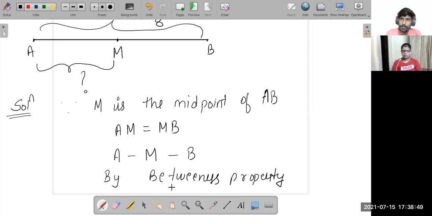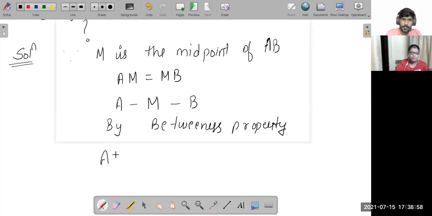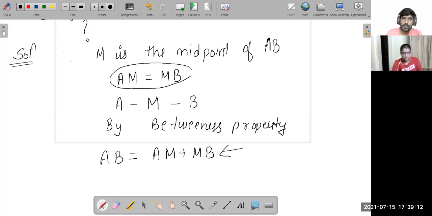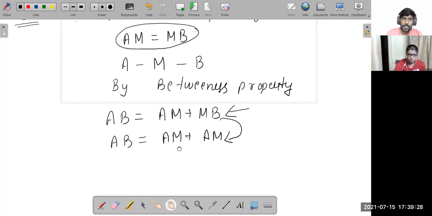AB is equal to AM plus MB, the betweenness property. Did you remember? Yes, sir. So I'll write here AB, this is the betweenness property, is equal to AM plus MB, correct? But what is MB equal to? MB is equal to AM. So substitute. AB is equal to AM as it is, and MB is equal to AM, so I substitute. So this is replaced with this. Did you understand? Okay.